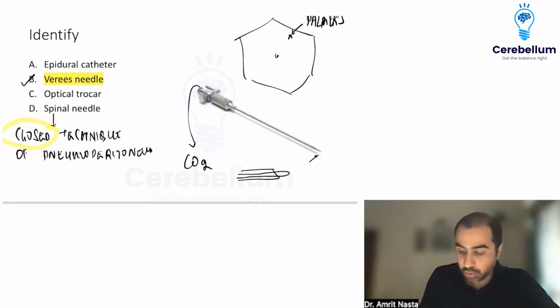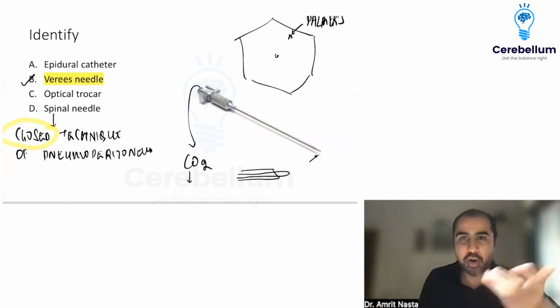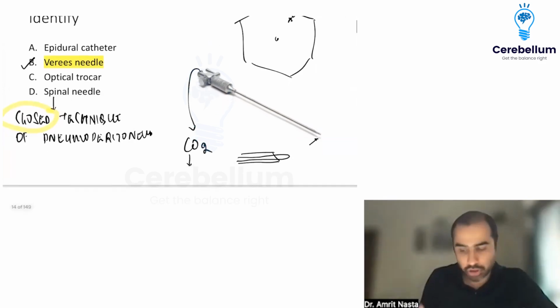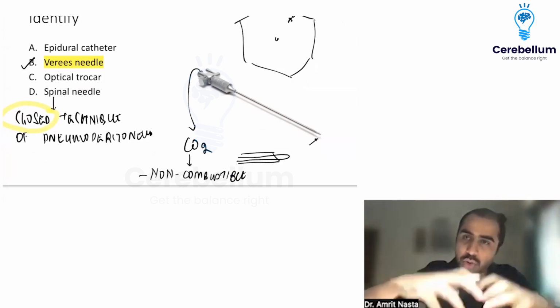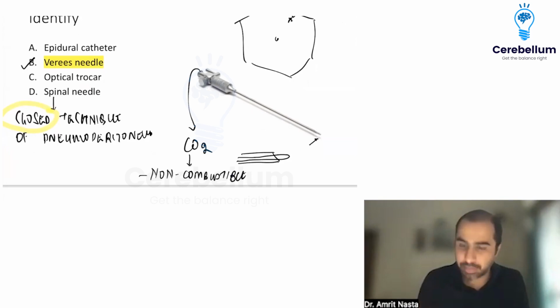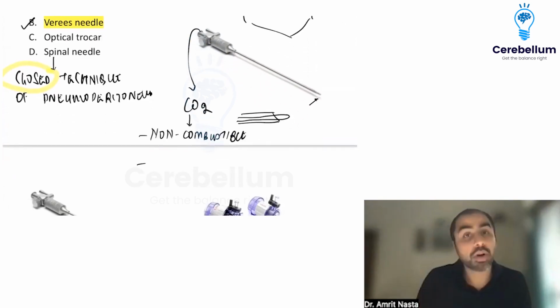Then he's asking why CO2? Why should I put CO2, not air? Anybody wants to answer? What is special about CO2? Why should I inflate with CO2? Why not with air, oxygen? It's because CO2 is non-combustible. But okay, combustion is not what I'm worried about. The problem is a lot of the CO2 which I put in the abdomen will also enter the blood vessels. There is a risk of air embolism. With CO2, it's very less risk of air embolism.